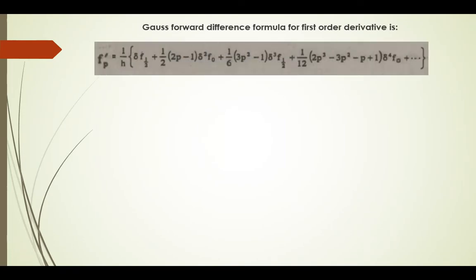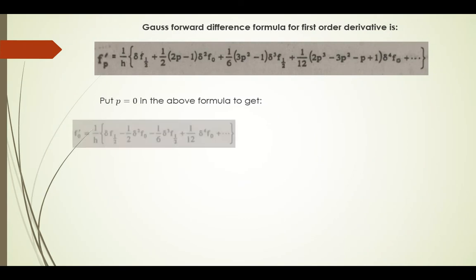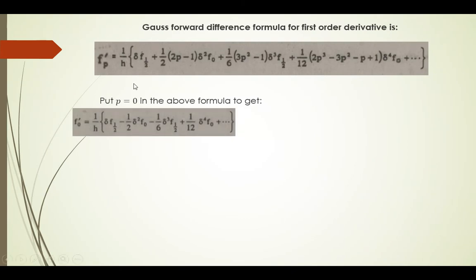Just apply the formula, Gauss forward difference formula, and put p is equal to 0, because p, we have found p which is 0, in this above formula to get the simple form. Whenever p is 0, so that will become 0, so this is minus plus minus minus minus 1 by 2 sigma f1 by 2 minus 1 by 2 sigma square f naught, that is 0, so minus 1 by 6 sigma square f1 by 2. Whenever p is 0, so this is 1 by 12 sigma 4 f naught.